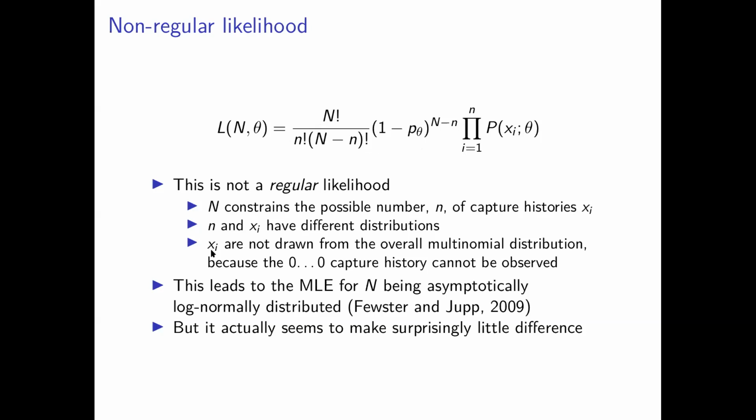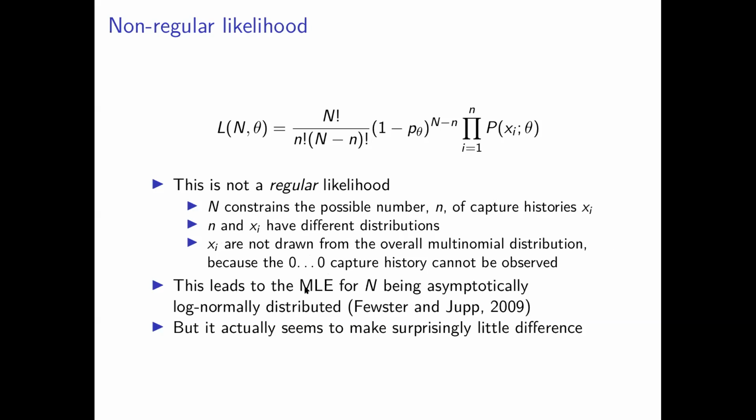And also x sub i are not drawn from the overall multinomial distribution. You might be confused if you thought that x sub i are just coming from this multinomial, but they're not, because you can never observe the 0, 0 capture history. So don't be confused by that. These are not just being drawn from a standard multinomial.